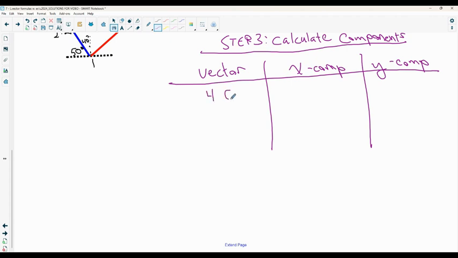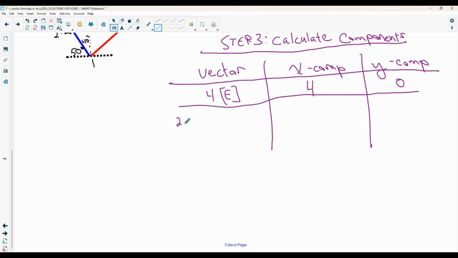First vector is easy. It's 4 to the east. What's my x component? It's to the east, so it's positive 4. What's my y component? Nothing. It doesn't go up or down at all. It's directly to the east, so my y component is 0. That's easy. I'm done.